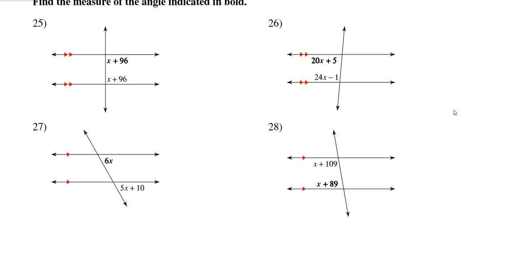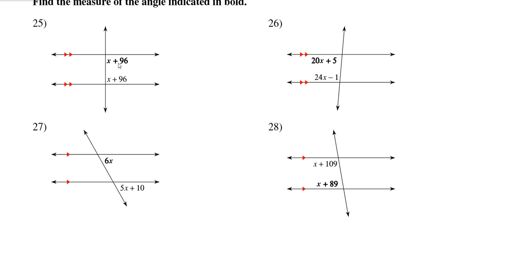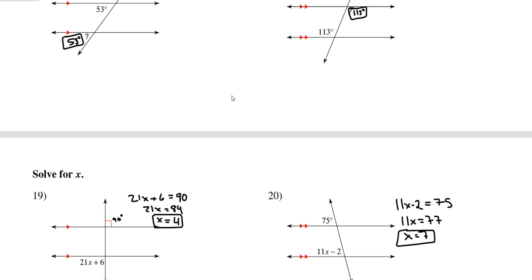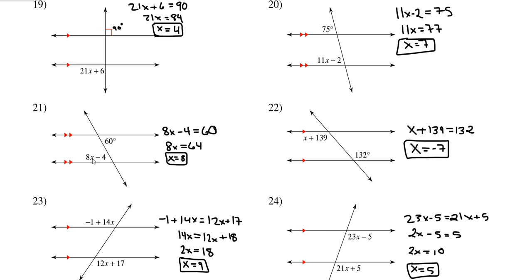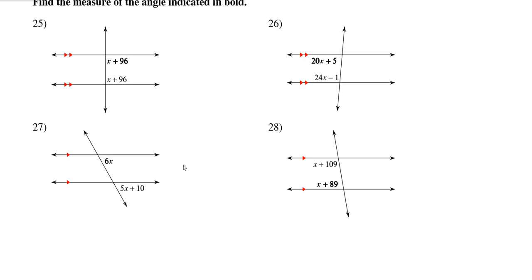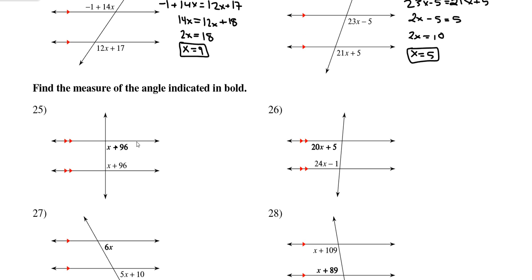All right, the last little section here, 4 questions. Find the measure of the angle indicated in bold. So I'm trying to find the measure of this angle here, this angle there, that angle there, or that angle there. Let me just double check the directions of the previous one. It did say solve for x. It did not necessarily say find the angle measure. So this one's a little bit different. Find the angle measure. We're going to use the same idea as the last one, but after we solve for x, we have to plug that back in to find the actual angle measurement.